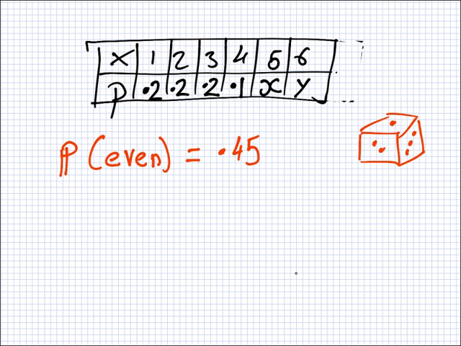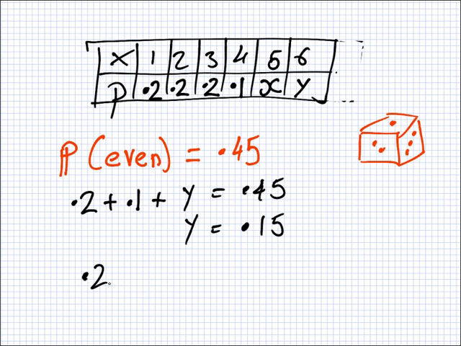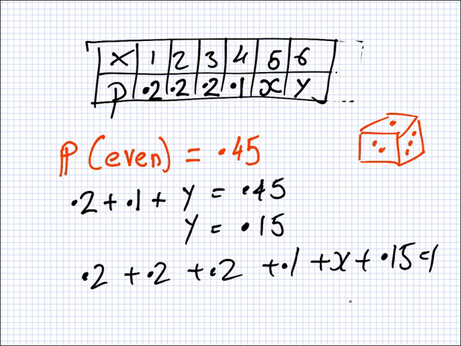Yeah, let's have a look. So the probability of an even number is 0.2 plus 0.1 plus y, and that should equal 0.45. So that gives us the y is 0.15. And also if you add them all up, 0.2 plus 0.2 plus 0.2 plus 0.1 plus x plus 0.15, that should equal 1. And what did the x work out as? 0.15 as well, was it? Okay, so that's an exam type of question. You know, the previous one was a little bit too easy.